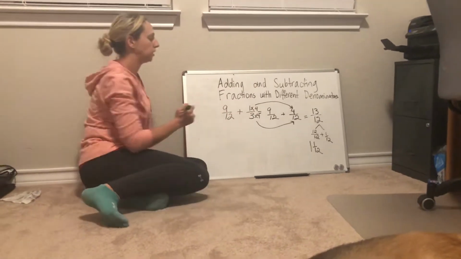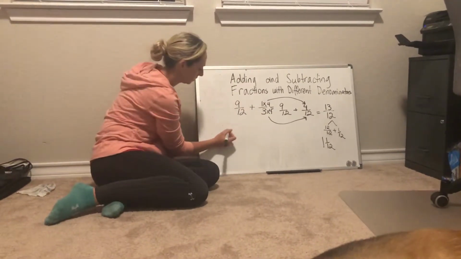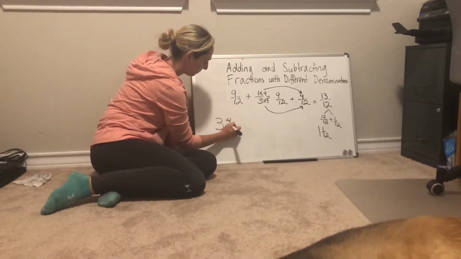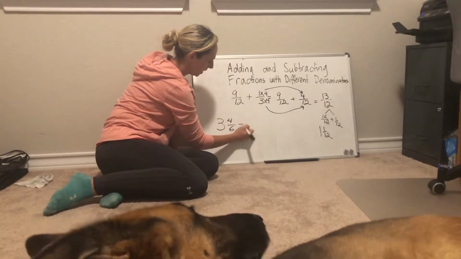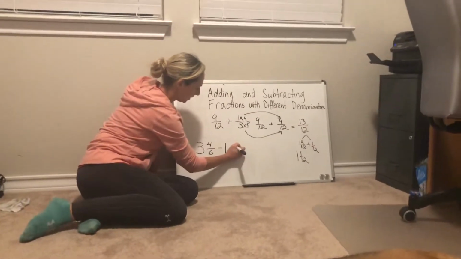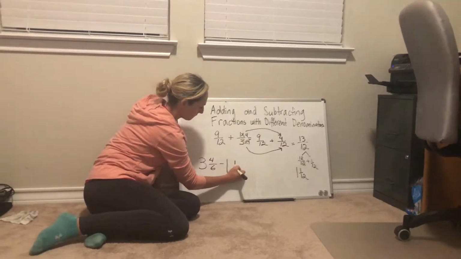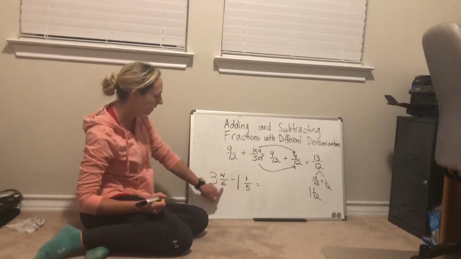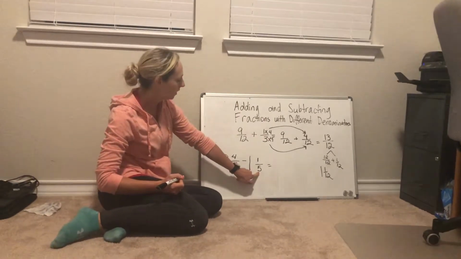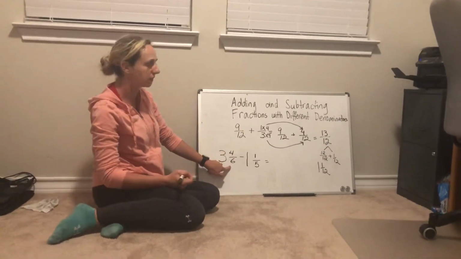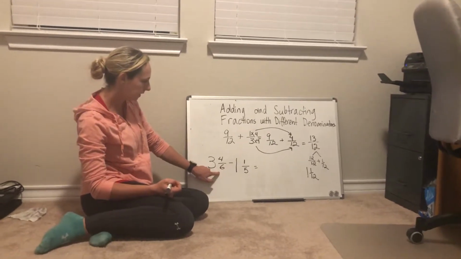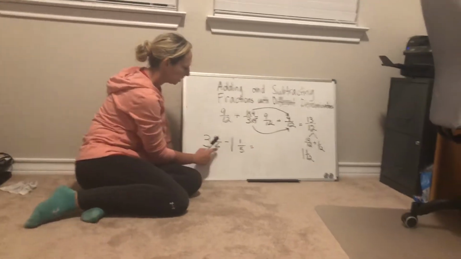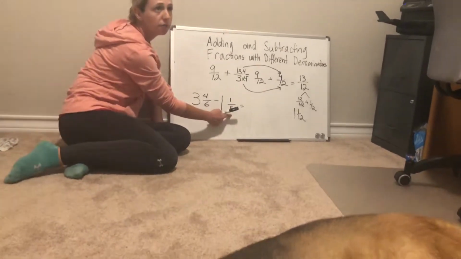Similarly, if I wanted to subtract, I'll use mixed numbers for this one. For example, 3 and 4/6 minus 1 and 1/5. In this case, 6 cannot be divided by 5, and 5 cannot be divided by 6. So I'm going to look for their least common multiple. In this case, it is 30 because 6 times 5 is 30.